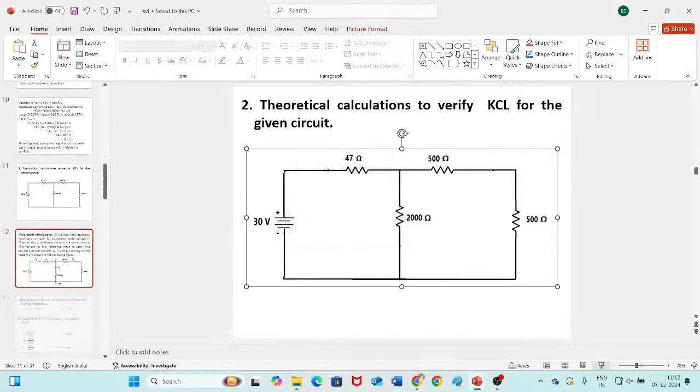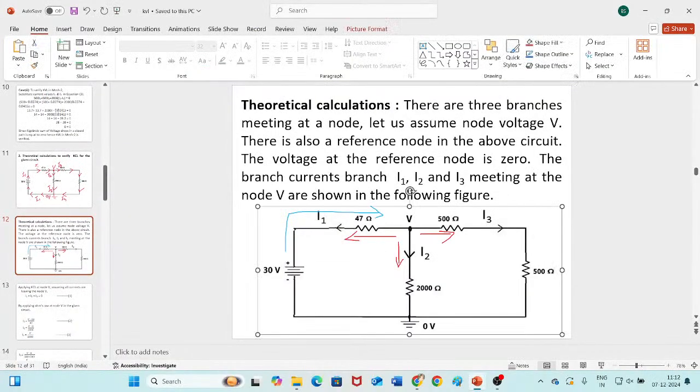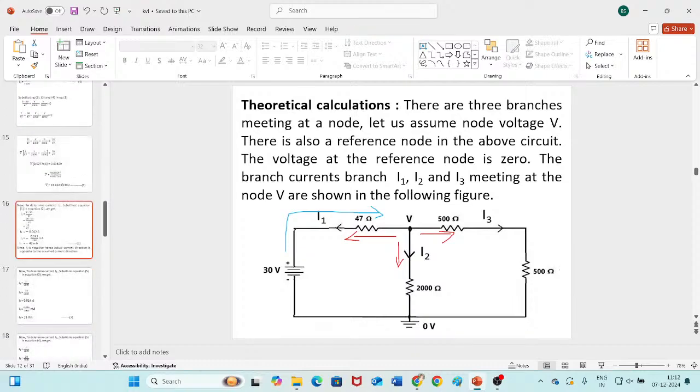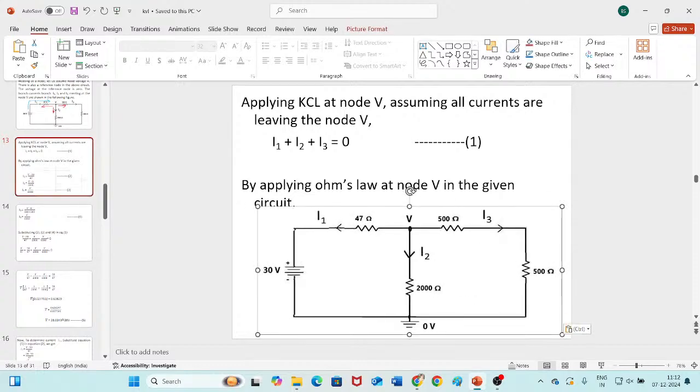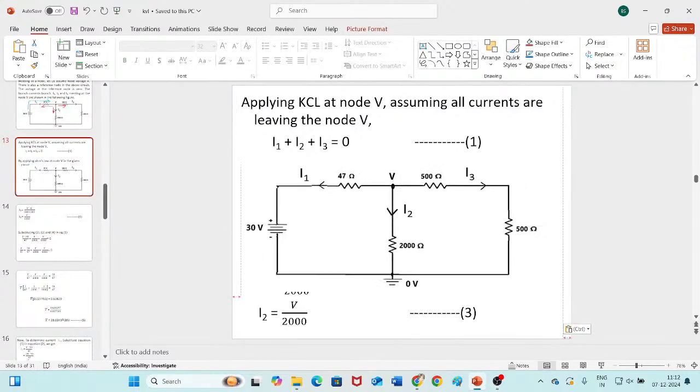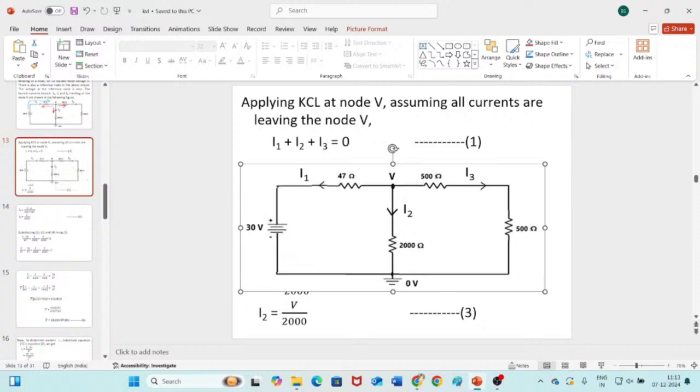Okay, I'll just keep it. Now this is my circuit. Okay, this is my circuit. Here I just copied it, but those arrow marks didn't come. Okay, leave it, it doesn't matter.